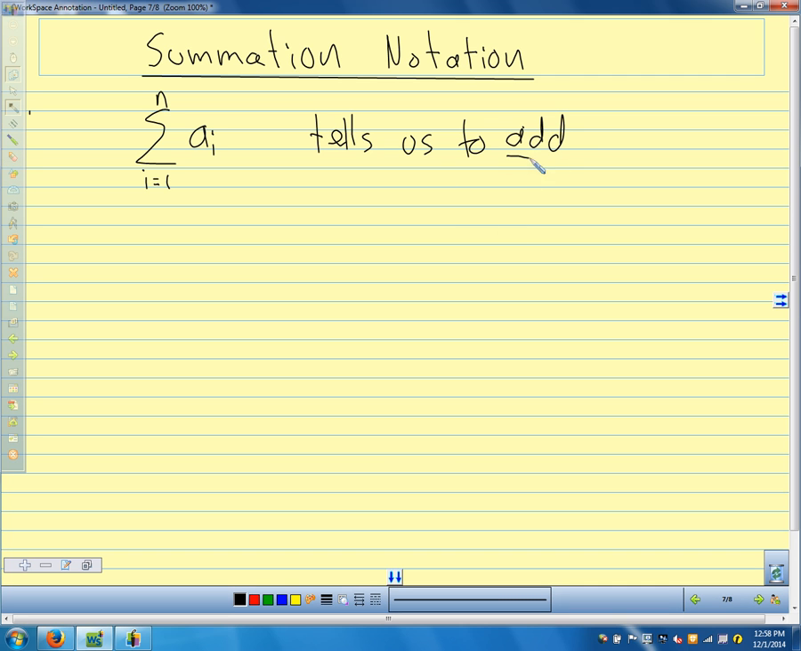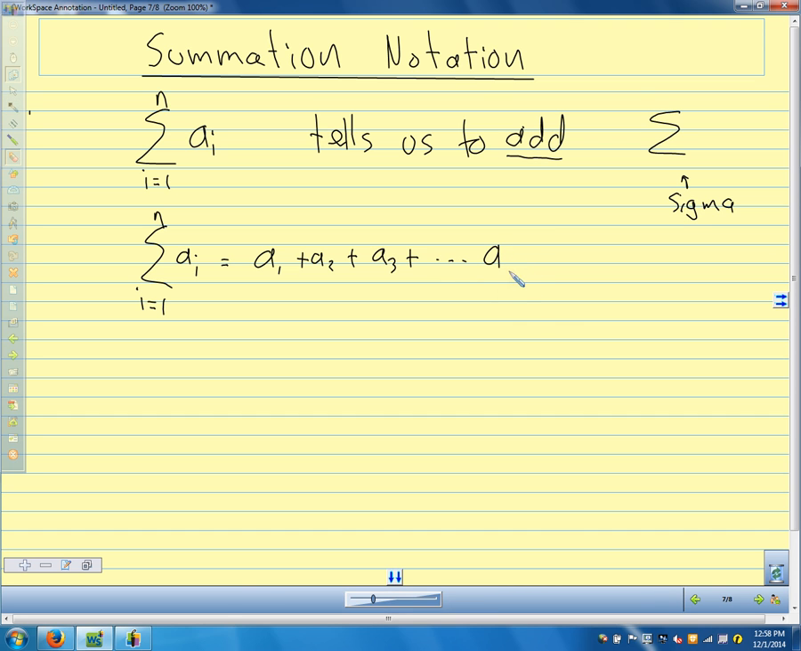So this is telling us to add our terms. And this thing is a capital sigma, Greek letter sigma. So what this is telling us to do, sum i equals 1 to n, a sub i, is saying to add a1 plus a2 plus a3 plus dot dot dot up to whatever n is.